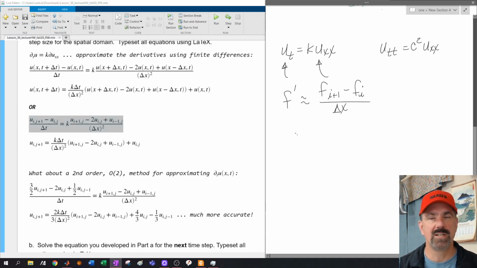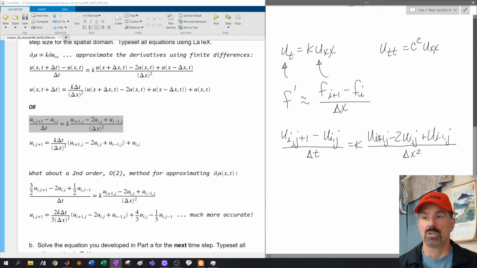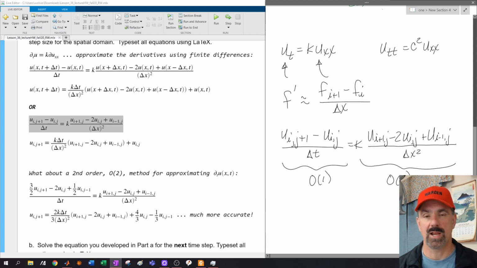So we have a forward difference for T. So we have u_i,j+1, and I'm going to write this up. So this is our approximation for the heat equation, and the problem with this is the approximation for the first partial with respect to t. This is what we call an order 1 approximation. This approximation for delta x is an order 2 approximation. We try really hard when we create numerical methods to make sure that all the derivatives have the same order. So this is going to be a problem.